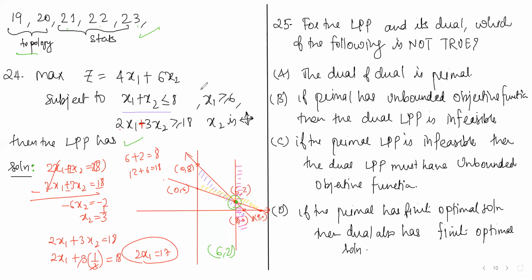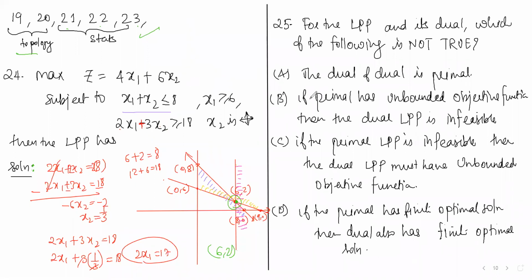And there is one more concept. It says that if you take 2 common here, you get 2x1 plus 3x2. And since your objective function is parallel to your constraint, majority of people think that the LPP will have infinitely many optimal solutions, but it is not true. So this will be a wrong idea to employ. Rather, you solve it by the actual method.